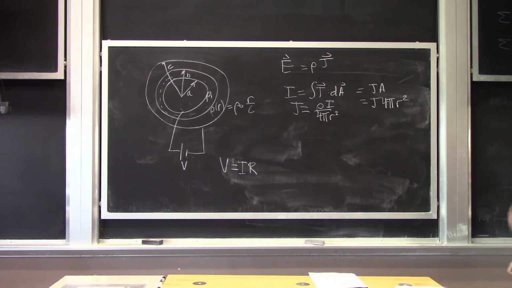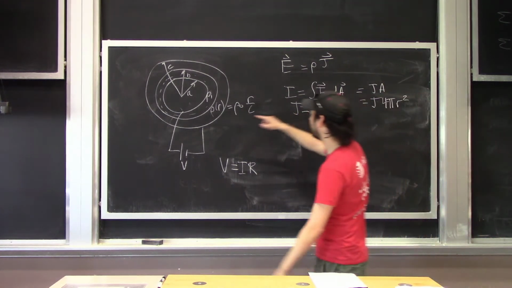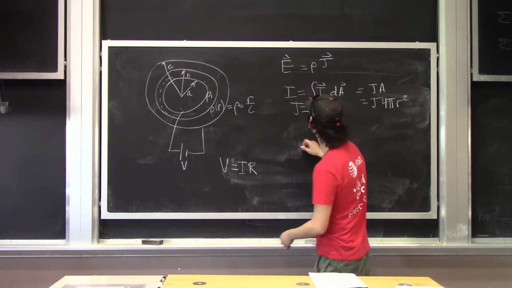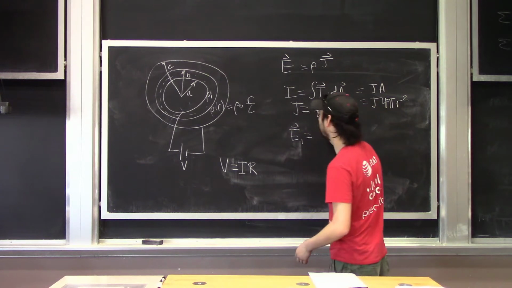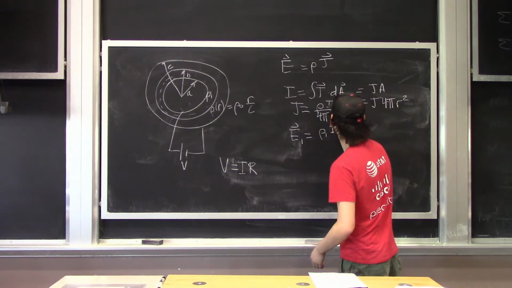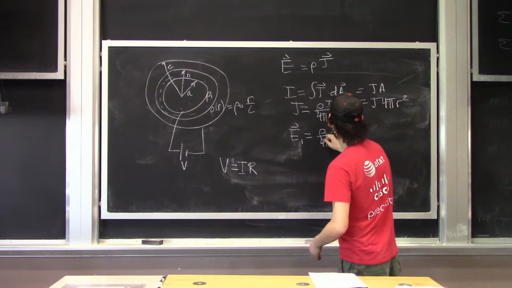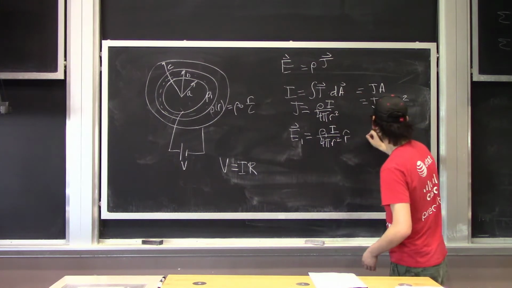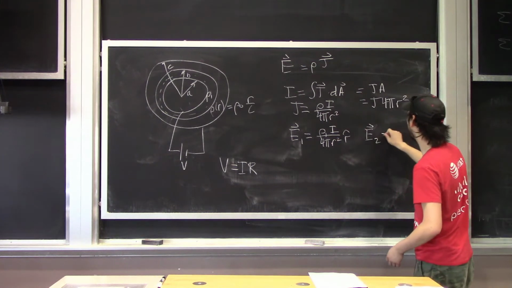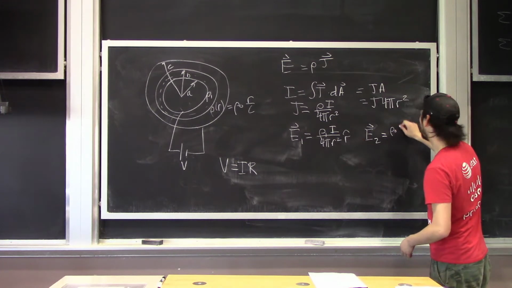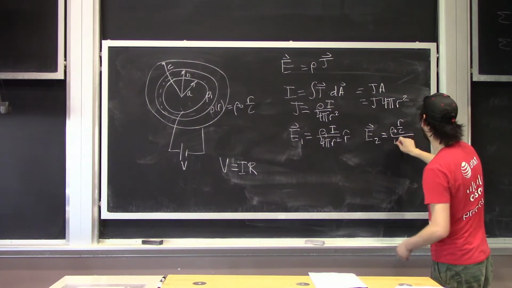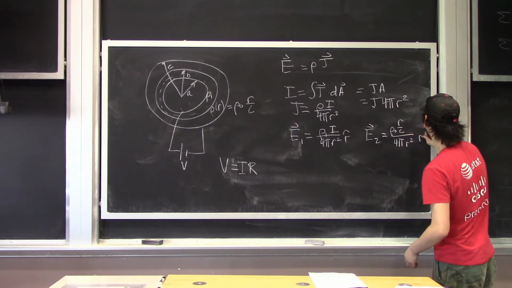Okay. So then what we want to do is we want to consider the fact that we have different resistivities in these two regions. And so what that says then is that E vector 1 is going to be equal to rho 1 I divided by 4 pi r squared times r hat. And then E vector 2 is going to be equal to this function that we have. So this is rho 0 r divided by c divided by 4 pi r squared times r hat.